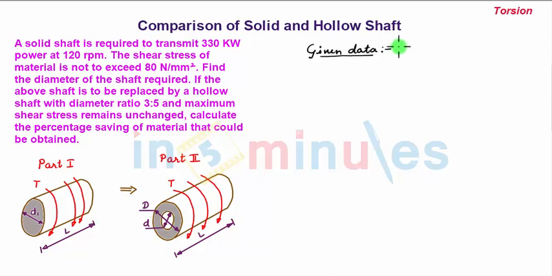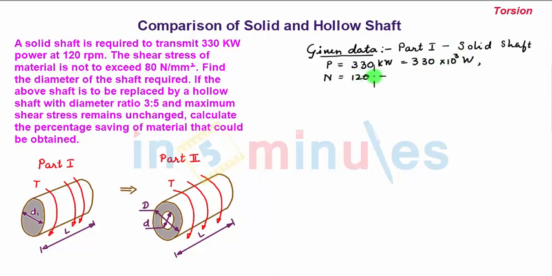Now we see that in part 1, we have a solid shaft. Power being transmitted is 330 kW. So this is equal to 330 into 10 to the power 3 watts. N is 120 rpm and maximum shear stress tau m of solid is 80 Newton per mm square. We use the suffix S for solid shaft.